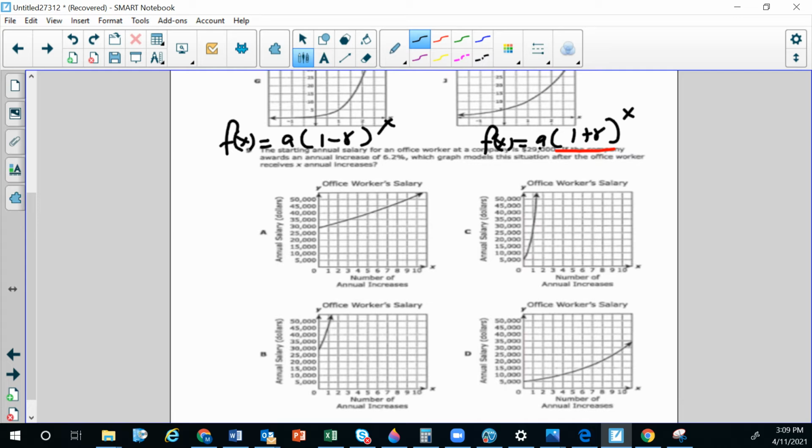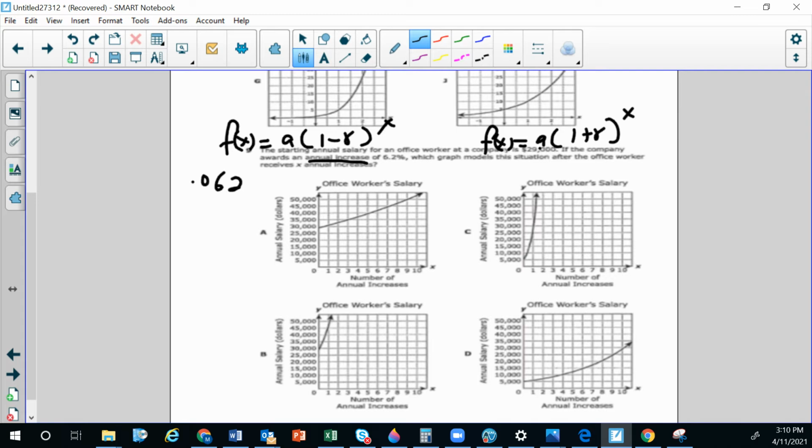a growth? Well, let me erase this. It says that the company awards an annual increase. So that's my cue that I'm going to use the 1 plus r to the power of x. So all we got to do now is my rate is 6.2%. I need to convert that to a decimal and then add it to 1. All right. And so 6.2% as a decimal is 0.062. If you're not sure how to do that, just divide 6.2 by 100, and that's how you get the decimal right there. And so let's write the equation now.